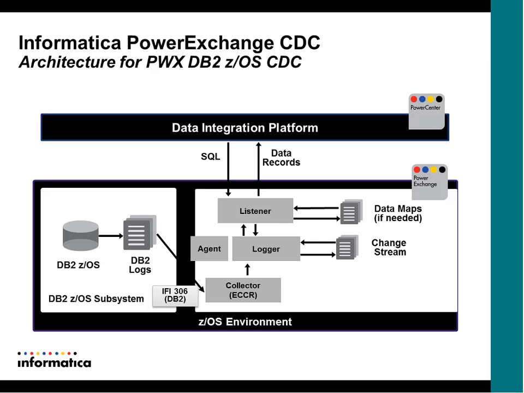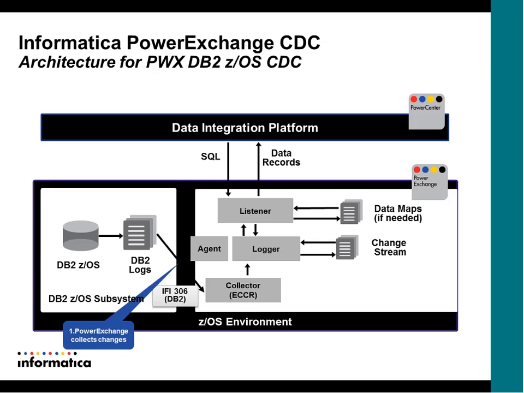In fact, the most common data source that we have, the most heavily used one on the mainframe, is DB2 on the mainframe. As we've discussed before, the way this process works is that we have a collector, or as we call it, an ECCR, that interfaces with a standard interface that IBM provides. It's called IFI 306. The collector issues these IFI 306 calls, which in turn access the DB2 logs, and the collector then can parse those logs, reformat them, and identify the ones that have been registered for change.